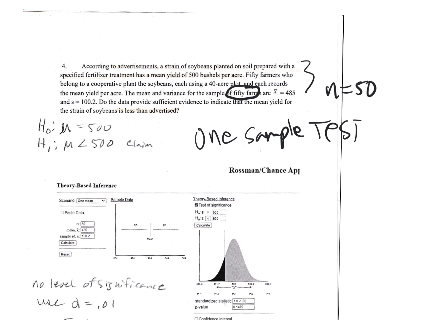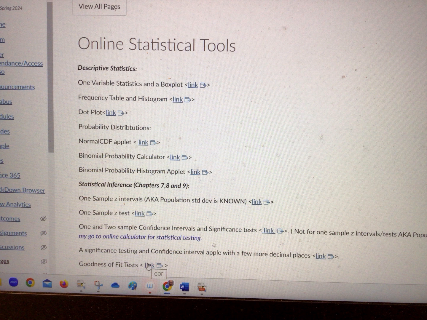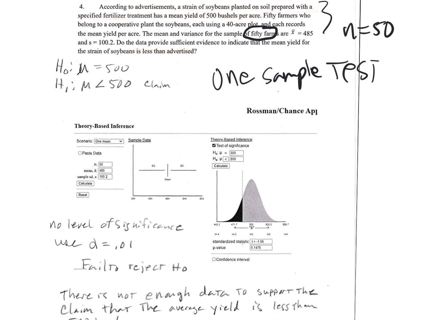I don't know if you watched some of my other videos, but I recommend using this Rossman Chance applet, and that is available in Canvas. Here, just a minute, I'll show you. In Canvas, click on modules and then on course resources, and you see these online statistical tools. Click on that, and that opens this page. Then click on the 1 and 2 sample confidence intervals link, and that'll take you out to the Rossman Chance website.